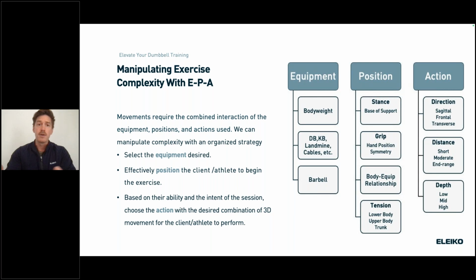If you look at this using a three-dimensional approach, looking at direction, distance, and depth, learning to lunge is typically easier moving in a forward direction rather than lateral, with shorter distance and lower depths of range of motion. Again, these are all ways that we can manipulate the complexity to better match the overall ability of the person.